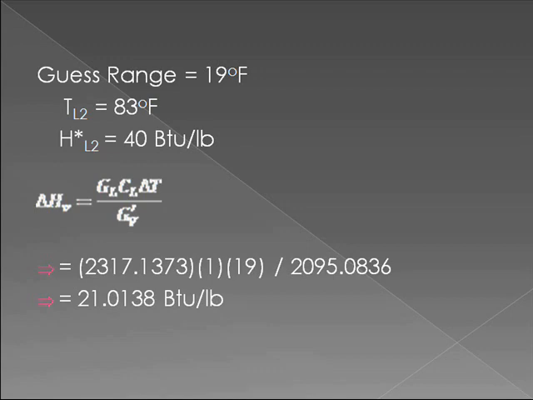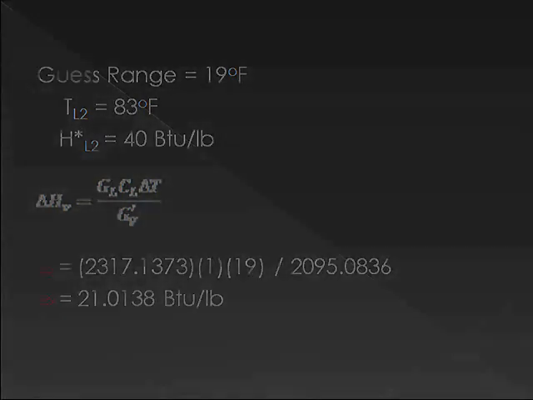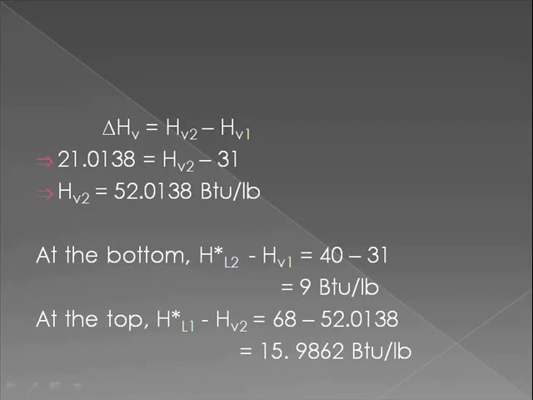To get the value of delta HV, we use the formula delta HV equal to GL CL delta T all over G prime V. That is equal to 2317.1373 times 1 times 19 divided by 2095.0836. The answer for delta HV is equal to 21.0138 BTU per pound. Delta HV is also equal to HV2 minus HV1. Since we are already given delta HV equal to 21.0138 and HV1 equal to 31, we'll get the value of HV2, and that is equal to 52.0138 BTU per pound.